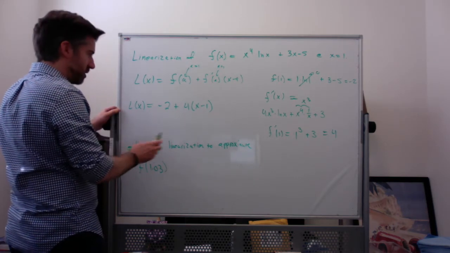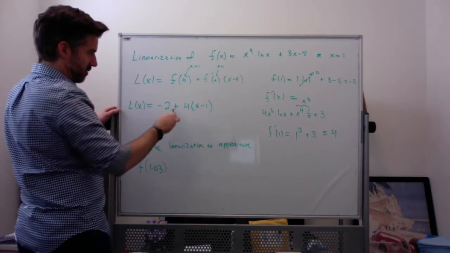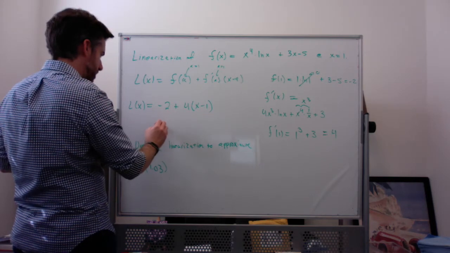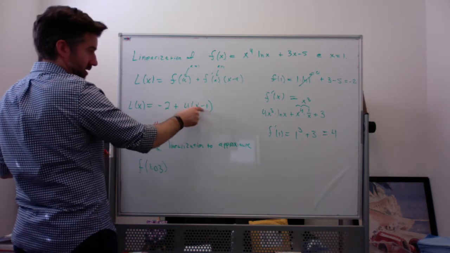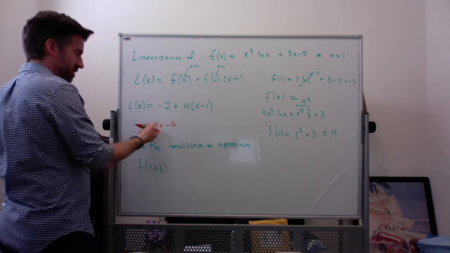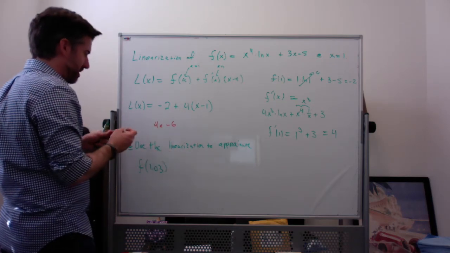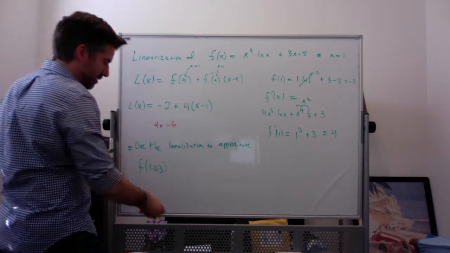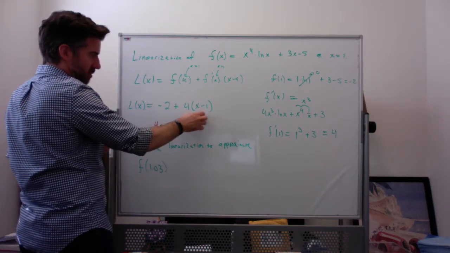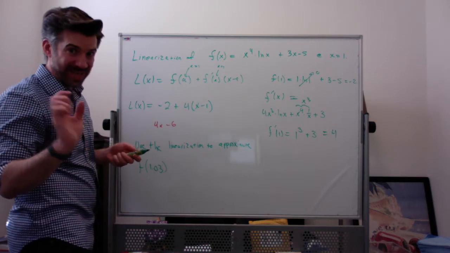It's much easier to see what happens if you write it like this. You could simplify this and get 4x, and then 4 times negative 1 is negative 4 plus negative 2, so you could write this as 4x minus 6, and then plug in 1.03. It's not that bad, but it's nice to do it like this, because you can see that 4 times x minus 1 is only going to contribute a tiny bit.